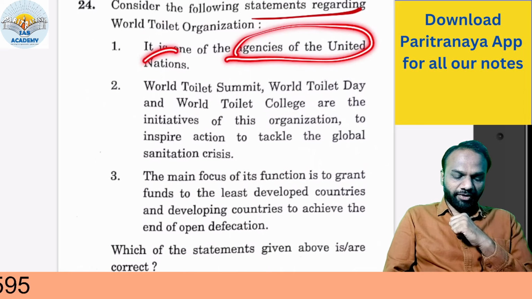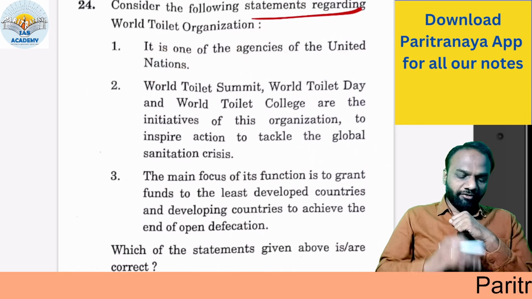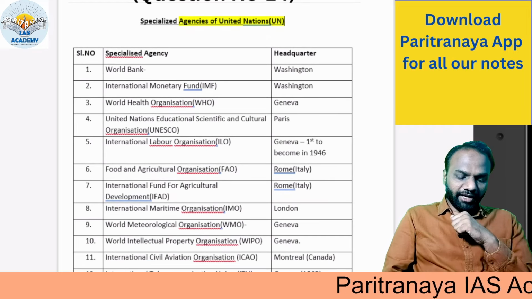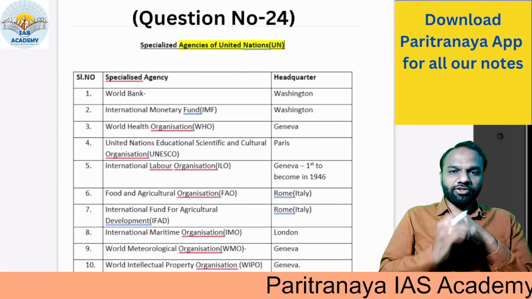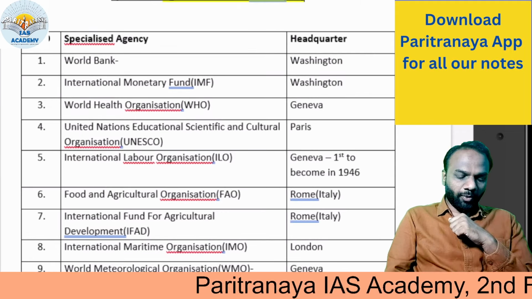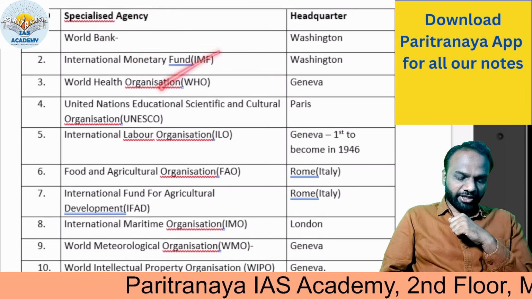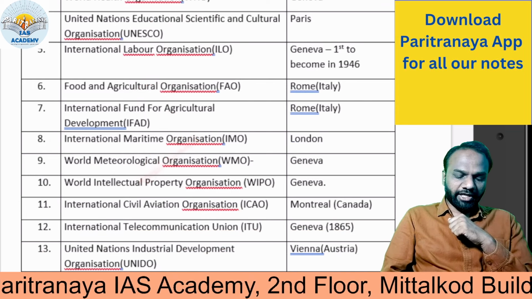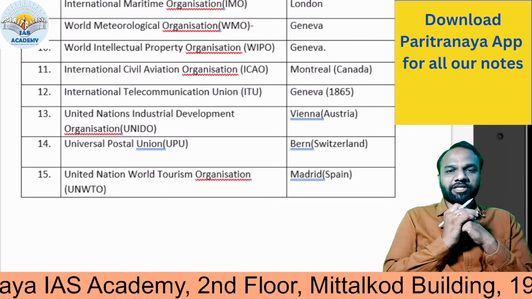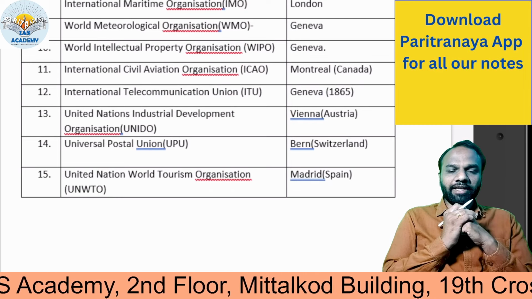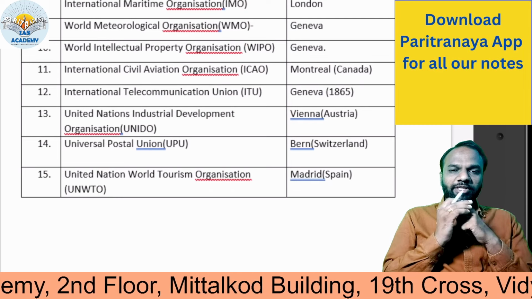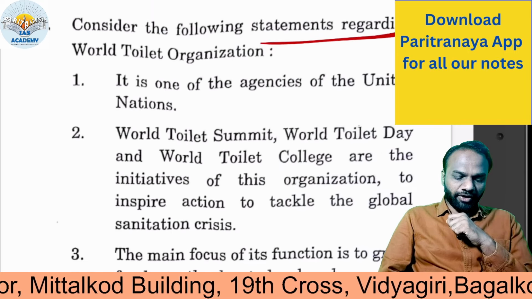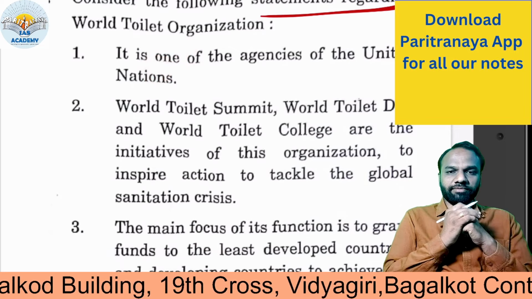It is one of the agencies of the United Nations. Whether it is true or false? For this we have content in our notes. These are the United Nations agencies, which we also call specialized agencies. For example, World Bank, International Monetary Fund, World Health Organization, International Labour Organization, Food and Agricultural Organization, World Meteorological Organization, World Intellectual Property Organization, and so on. Totally there are 15 specialized agencies. But here we do not have the World Toilet Organization in the list. From this we conclude that the World Toilet Organization is not an agency of the UN. So the first statement is false.